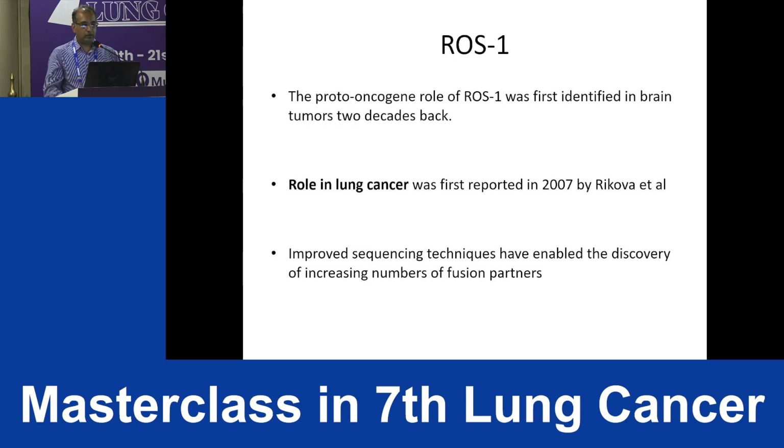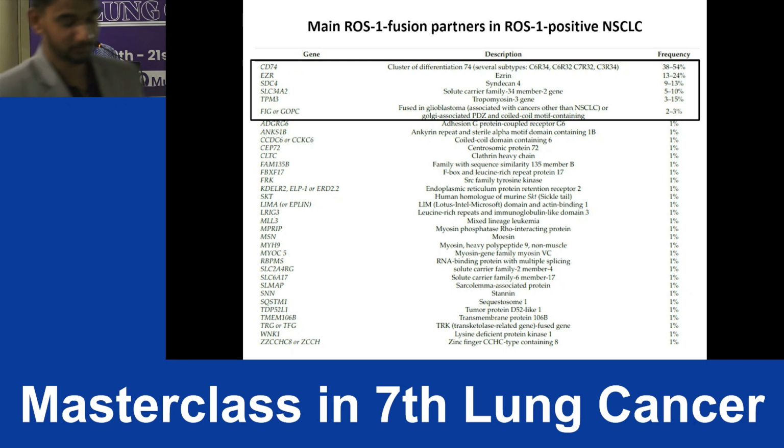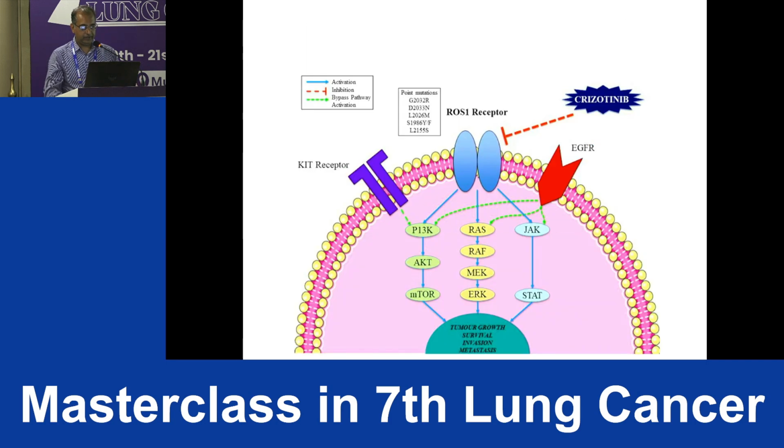It's a proto-oncogene. The role of ROS1 was first identified in brain tumors two decades back, and its role in lung cancer was reported in 2007 by Rikova et al. Improved sequencing techniques have enabled the discovery of an increasing number of fusion partners. This is a bird's eye view of the main ROS1 fusion partners in ROS1 positive NSCLC, and these top 5 gene partners in totality comprise 90% of the ROS1 gene rearrangements.